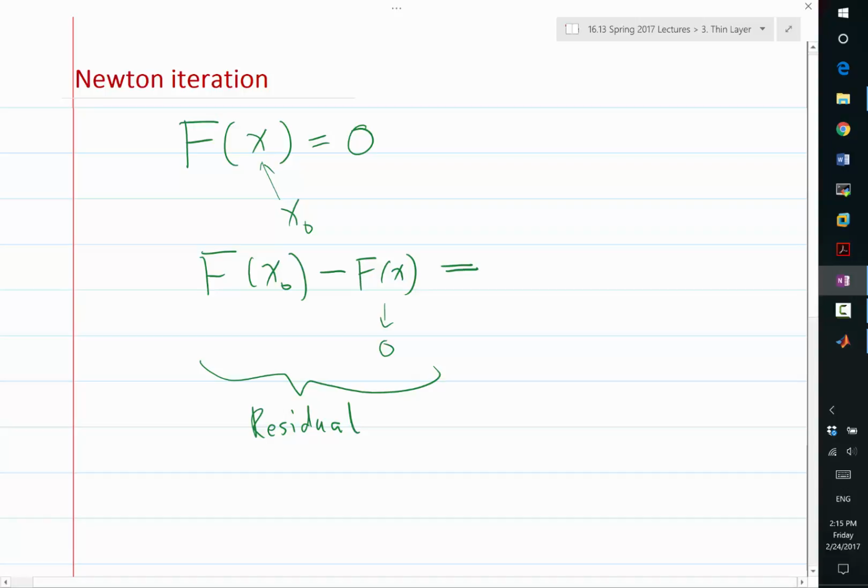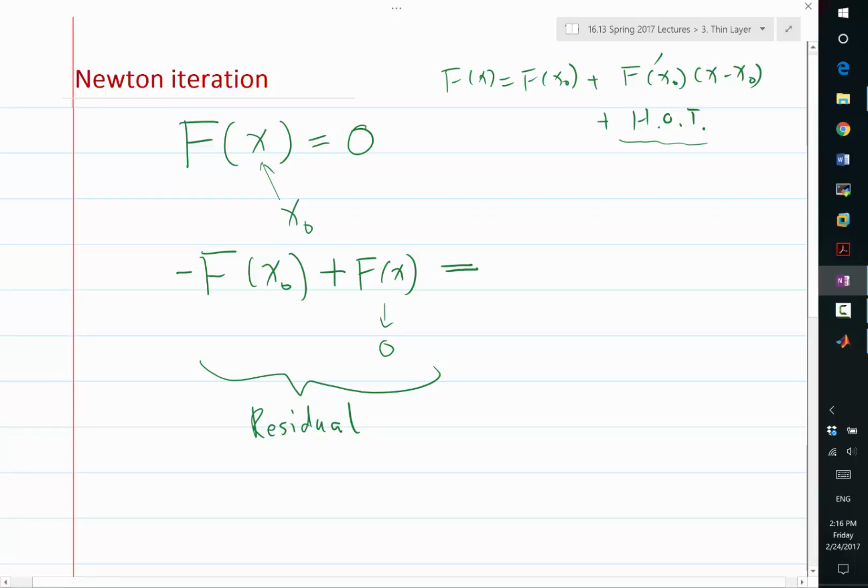I can also expand this into a Taylor series. The residual is actually written as that, so it's the minus of what I'm looking at. Now if you expand f of x around x0, what you have is f(x) equals f(x0) plus f prime of x0 times (x minus x0) plus high order terms.